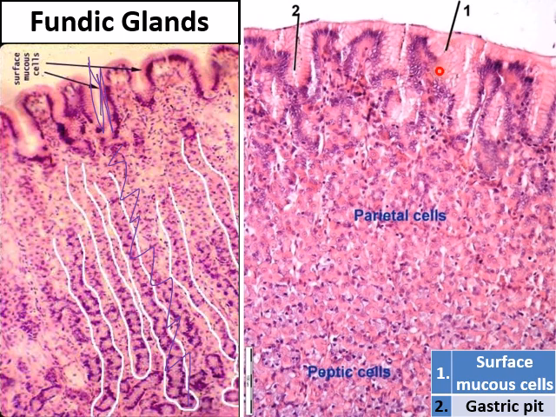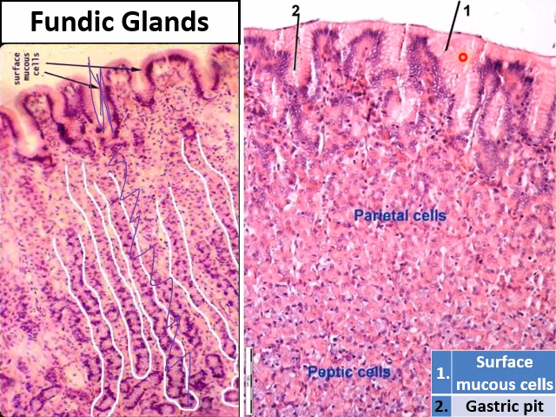I can see here different cells. I'm having surface epithelial cells, and I'm having the mucus secreting cells, mucus neck cell, the parietal and the peptic cell. So I'm having different types of color. The mucus secreting cell appears pale, the peptic cell appears dark basophilic, and the parietal cell appears dark acidophilic.